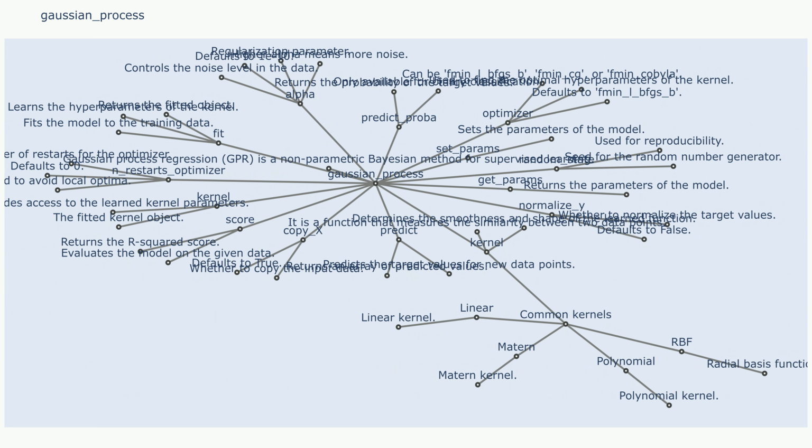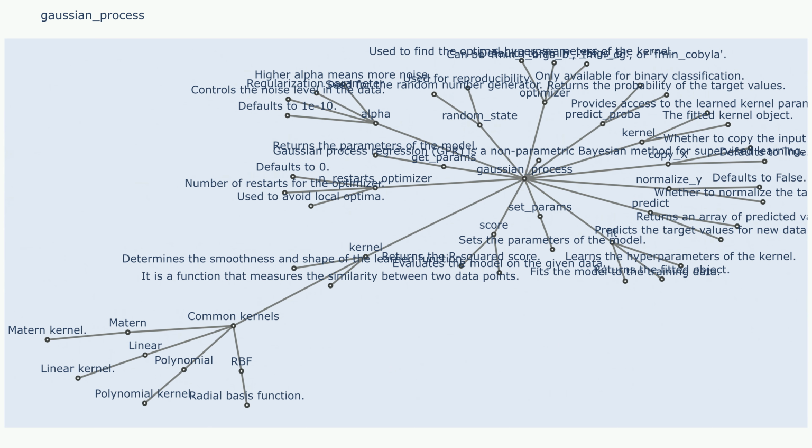Essential parameters in sklearn.gaussian_process. Kernel. The kernel function used to model the covariance between function values. Alpha. The noise level added to the diagonal of the covariance matrix. This regularizes the model and prevents overfitting. n_restarts_optimizer. The number of times the optimizer is run with different initial values. This helps find a better global optimum. Optimizer. The optimization method used to find the optimal hyperparameters of the kernel.